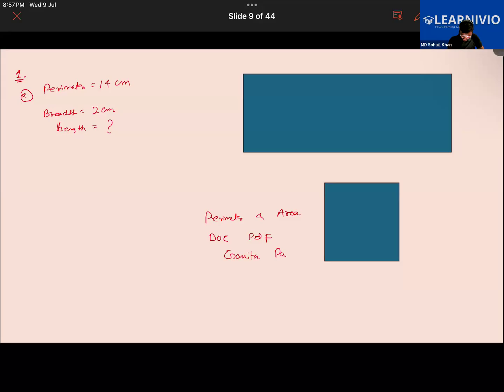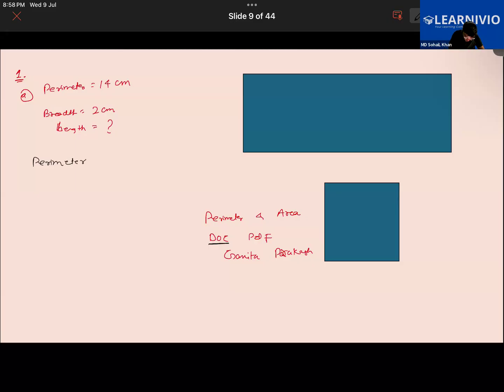Ganita Prakash. Type this: perimeter and area doc PDF Ganita Prakash. You will get some doc. It's DOC, short for document. You will get somewhere around a 21 or 22 page PDF. Download it and open page number 132 of that. What answer are you getting? It's 7. Okay. Habib, you also try this.